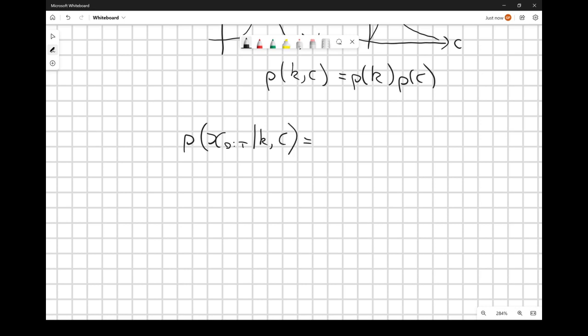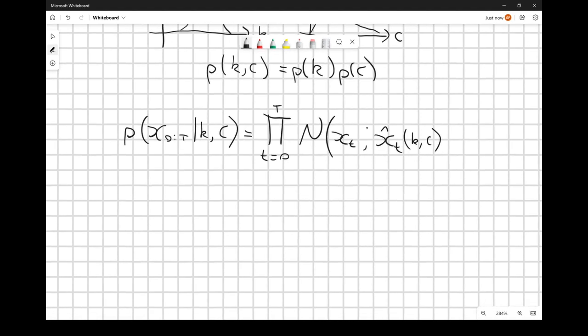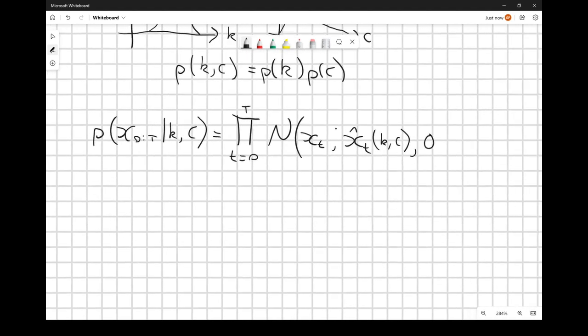It's usually, well, often anyway, written as this product over all of our points of normal distributions. So that is xt is the argument, because we are looking at the probability of witnessing this data, so it has to be the argument of this distribution. And it has mean, the output of the model at that point, which depends on K and C. And then it's also got some kind of variance, sigma squared.